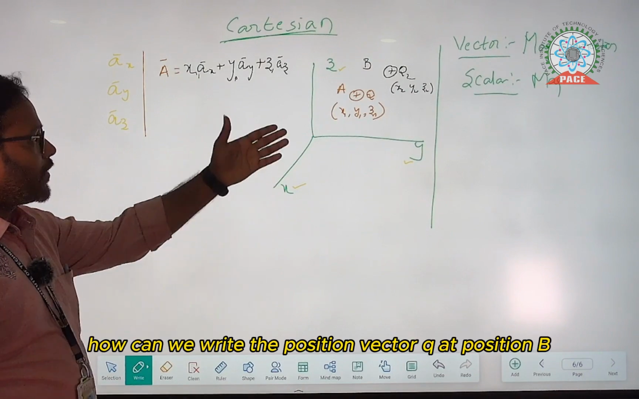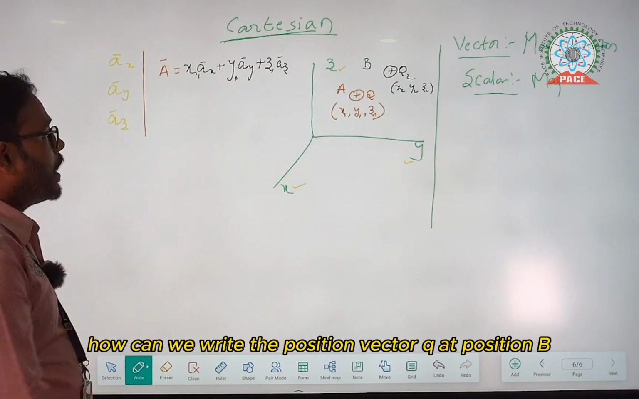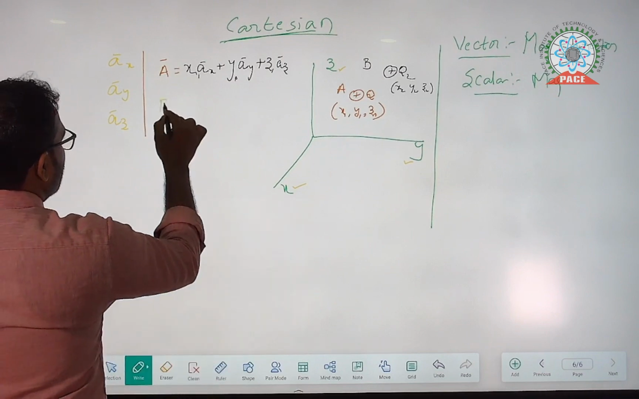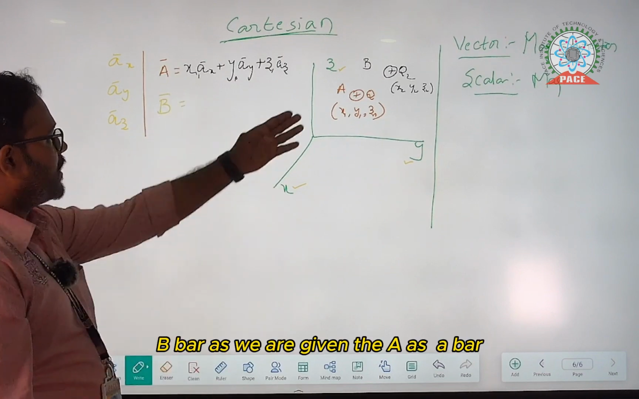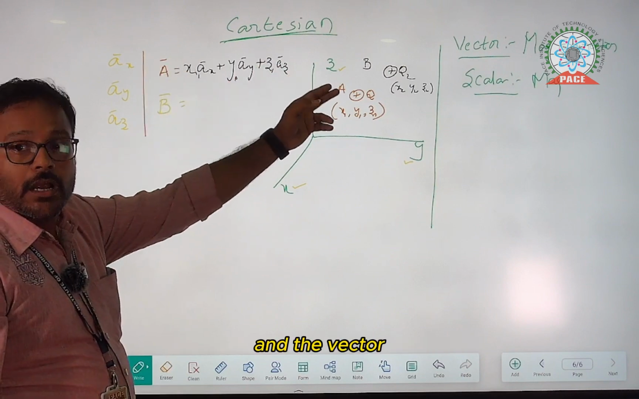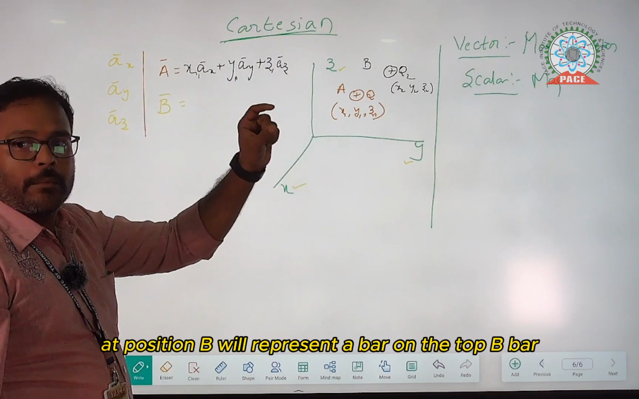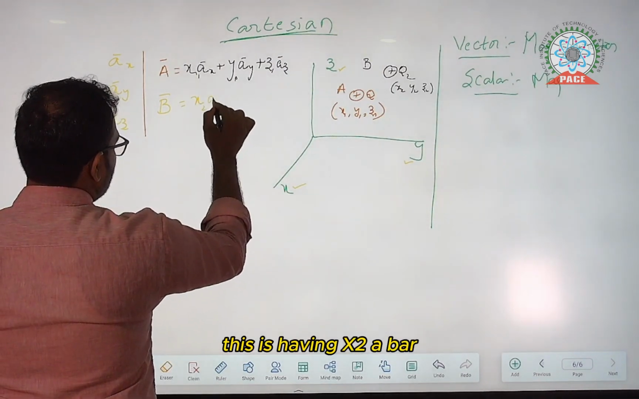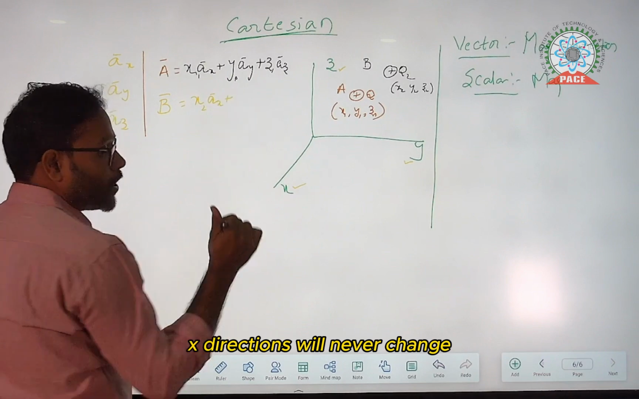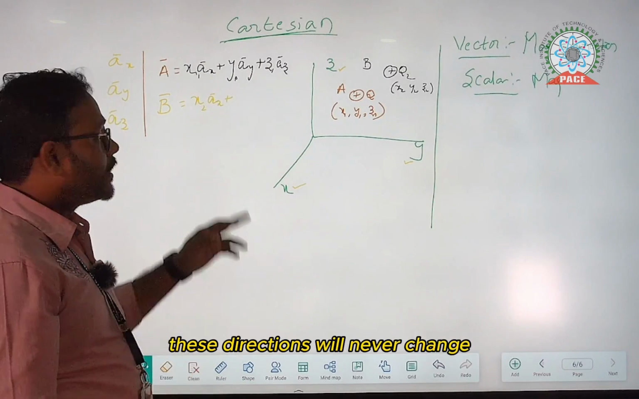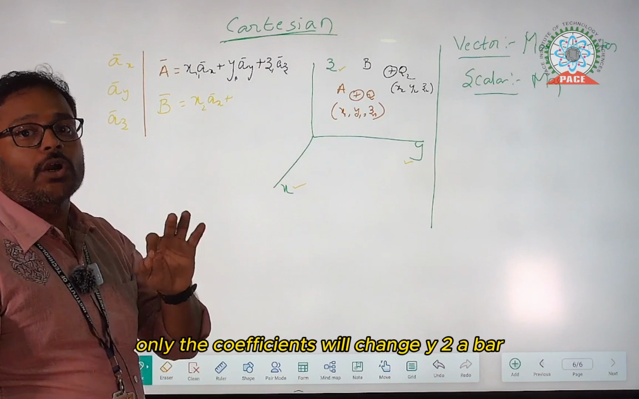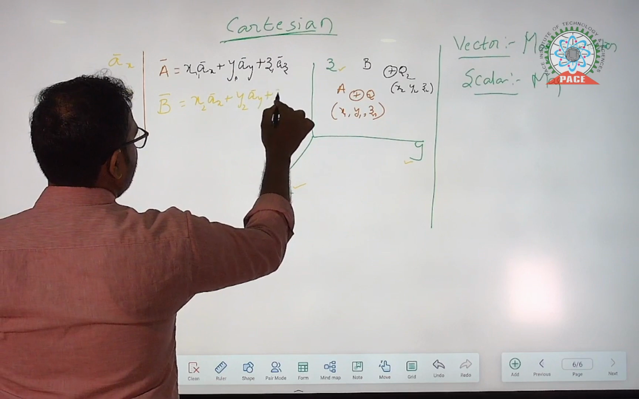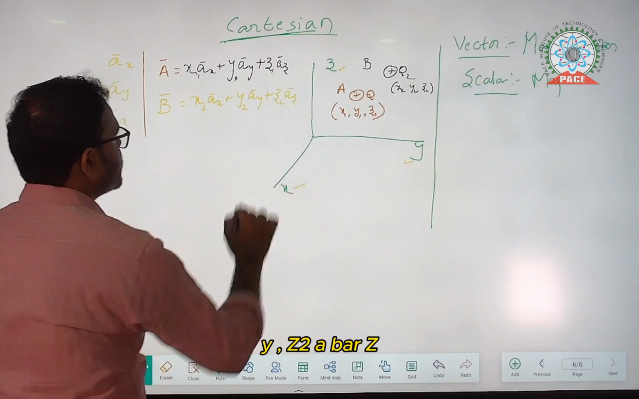Similarly, how can we write the position vector at position B? It can be written as B bar, as we have given A as A bar. The vector at position B will be B bar, which has x2 a bar x. Directions will never change. Please make a note of that. These directions will never change. Only the coefficients will change: y2 a bar y, z2 a bar z.